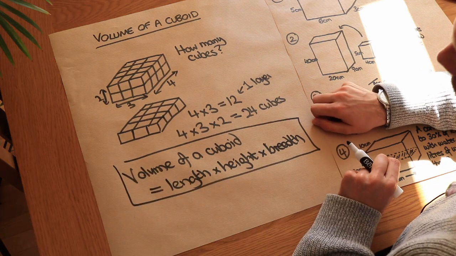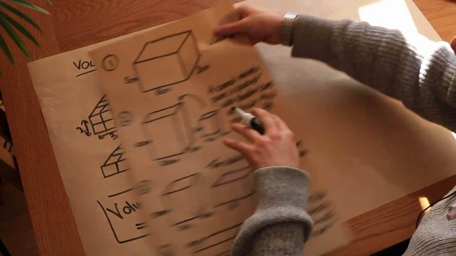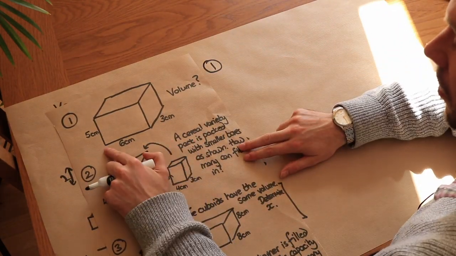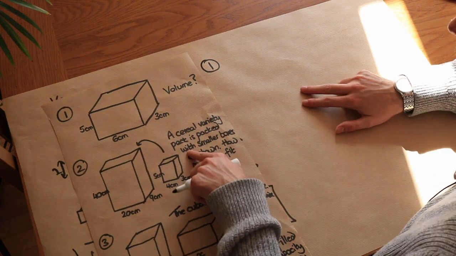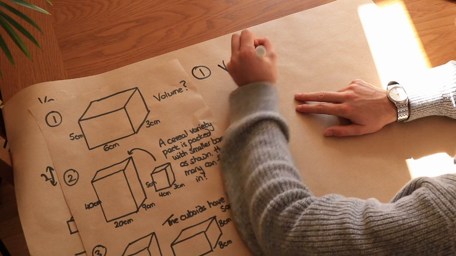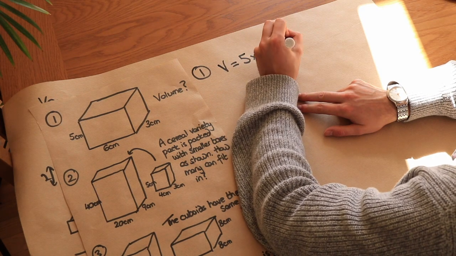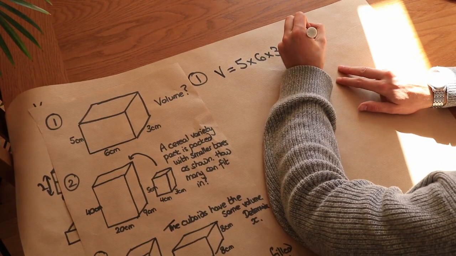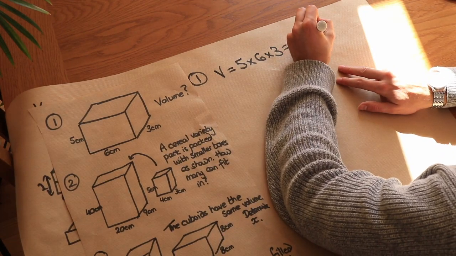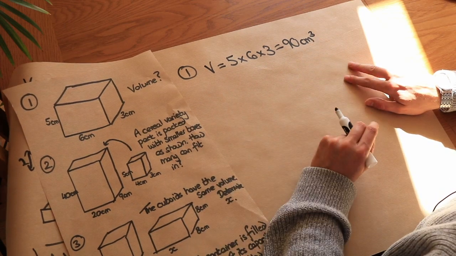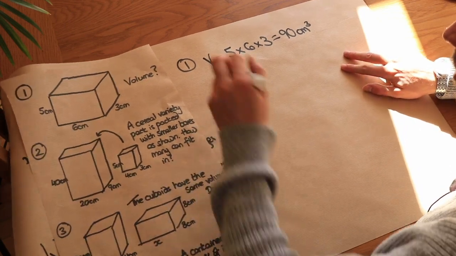Now let's use that to solve a few problems. So we've got this first one here. We've got a width of 6, a height of 5 and a breadth of 3 centimetres. So the volume is just going to be 5 times 6 times 3, which is equal to 90, and the unit would be centimetres cubed. So a unit with volume is always going to be something cubed. It could be centimetres cubed, it could be metres cubed, etc.